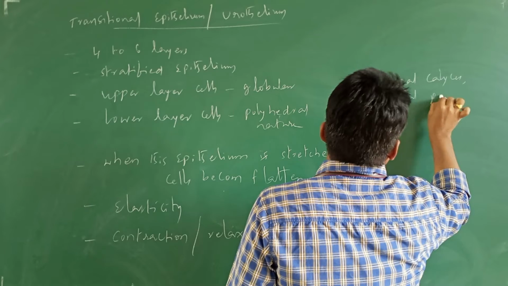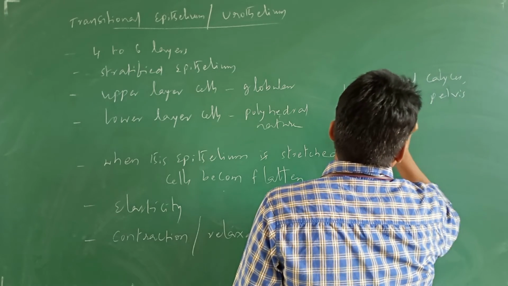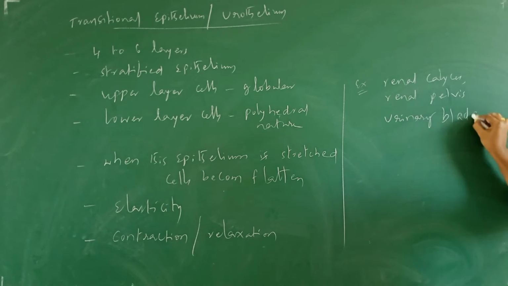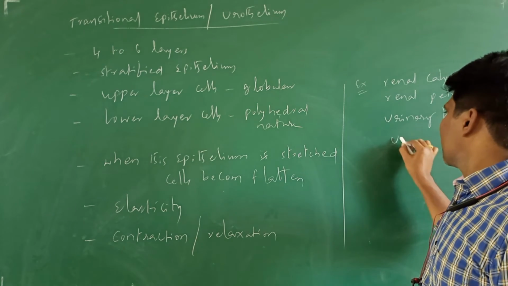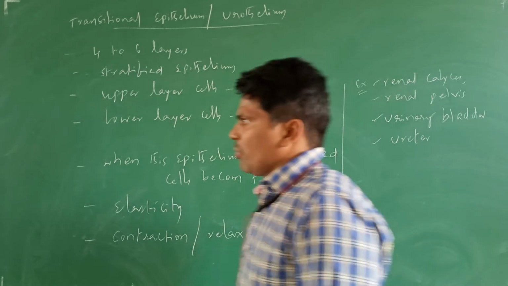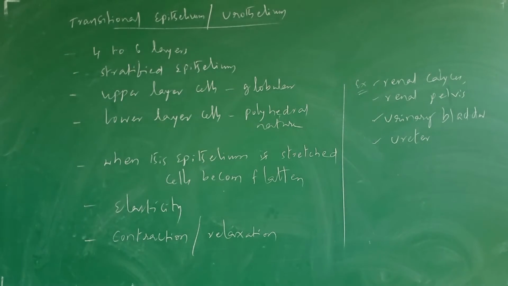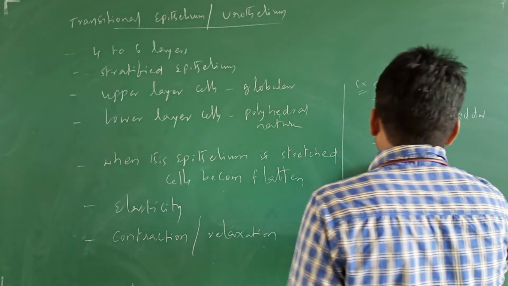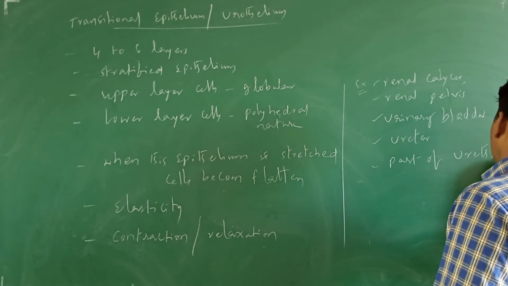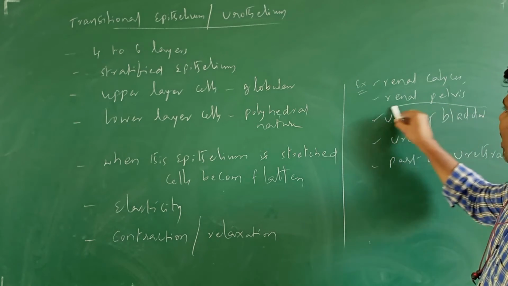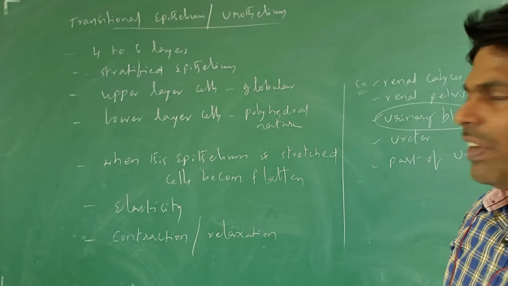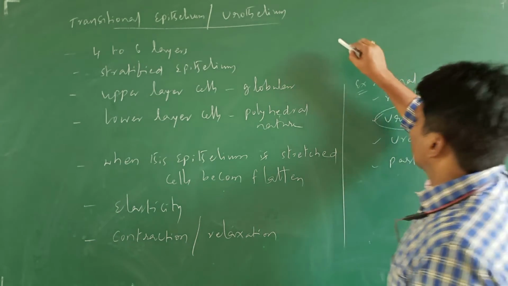renal pelvis, urinary bladder, and ureter. These are examples you can observe: urinary bladder, ureter, and part of the urethra also. Take the urinary bladder as an example, where urine comes from the kidneys through the ureters after filtration and enters the urinary bladder. So what is the urinary bladder?